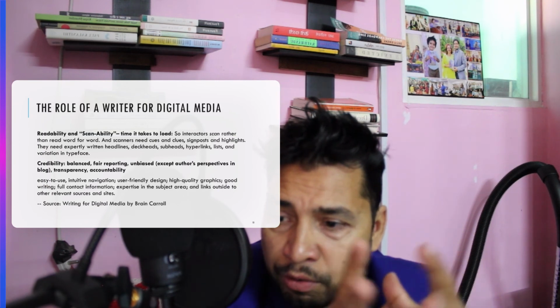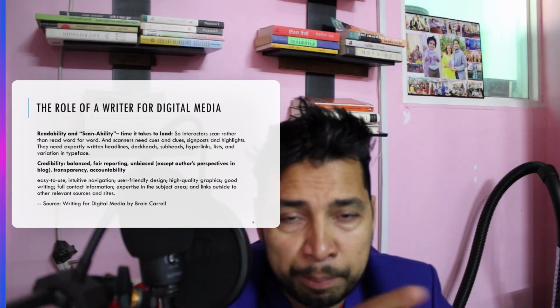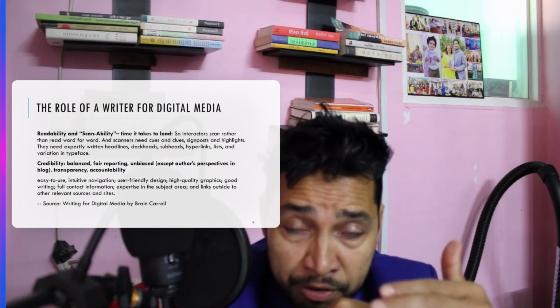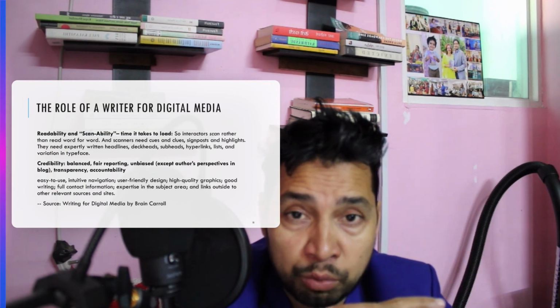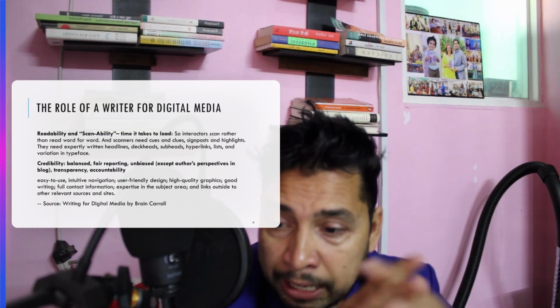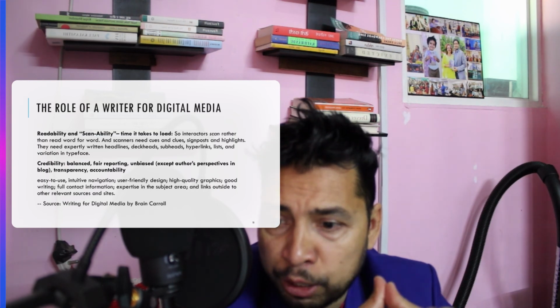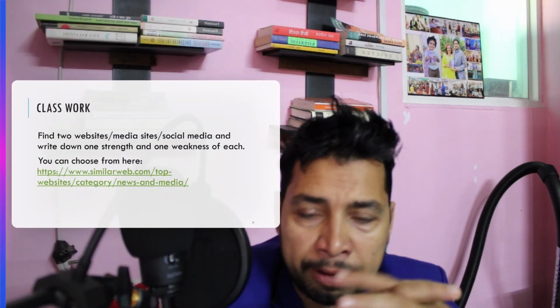And again, as a writer for digital media, you have to be very mindful of your audience in terms of readability and scannability. How long is it going to take? People might not have enough time to go through it thoroughly, so you might want to bring important information first, and make your writing so easy and familiar that the reader will be able to scan it quickly and get the gist of it. And again, credibility: whether it is balanced, whether it is fair reporting, how unbiased you are, in terms of transparency and accountability in your writing. Those are the things you need to have knowledge of.